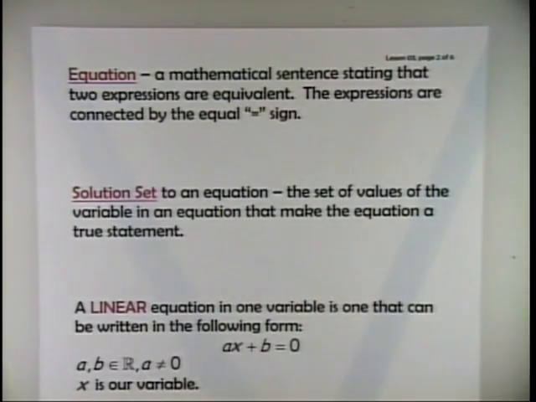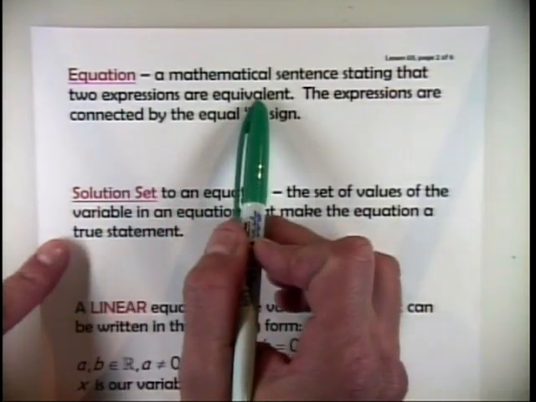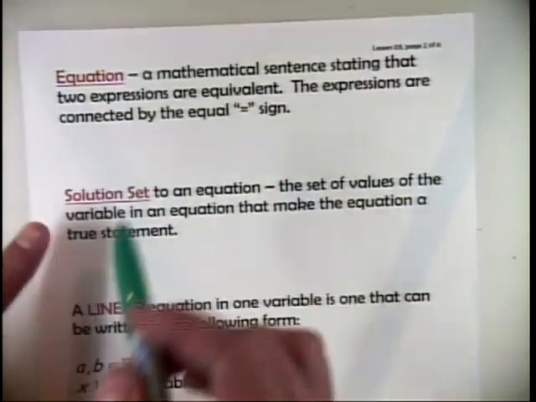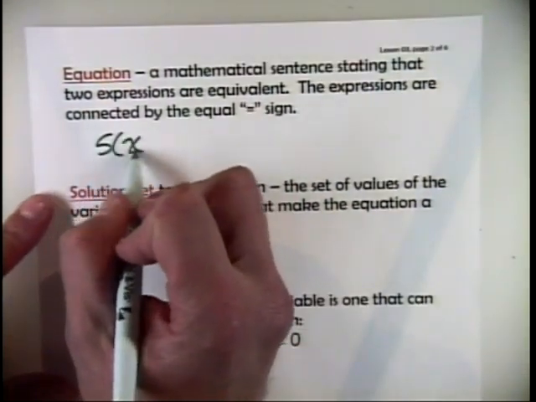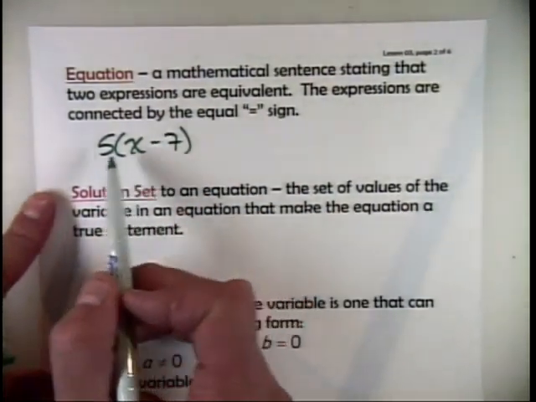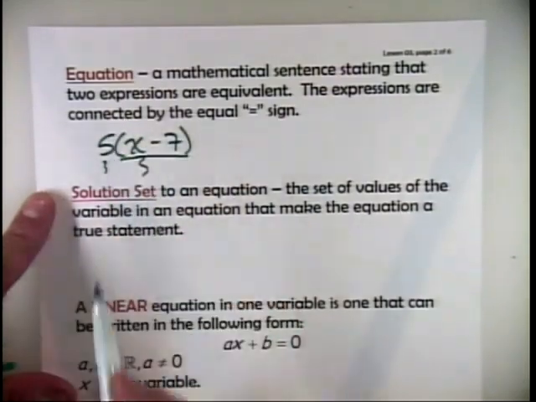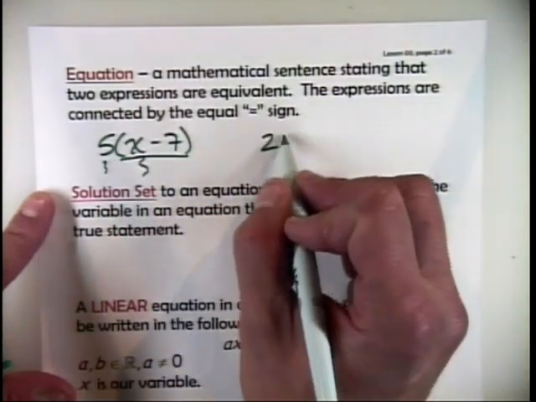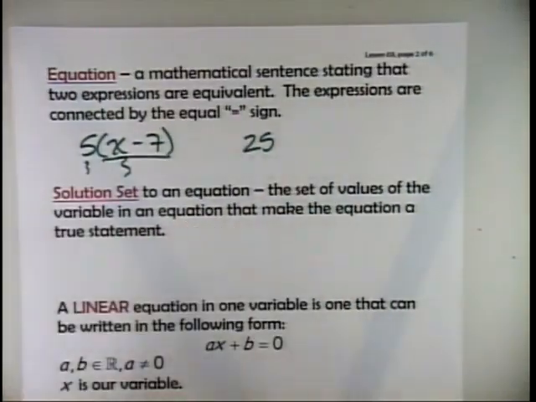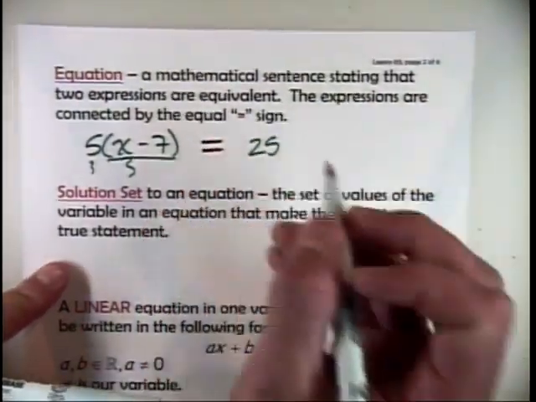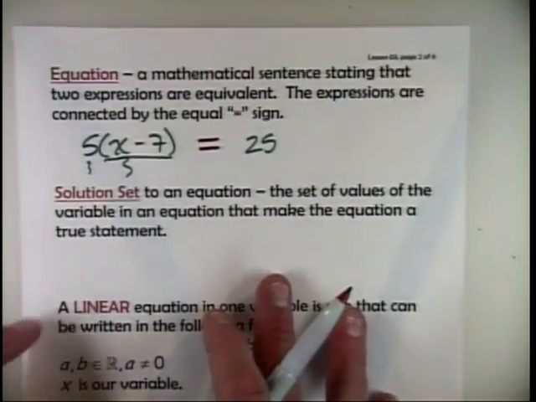An equation is a mathematical sentence stating that 2 expressions are equivalent. The expressions are connected, of course, by the equal sign. So if I take any 2 expressions, like the expression 5 times x minus 7, that's an expression, single term with 2 factors. This entire quantity in grouping symbols is a factor. And I take the expression 25. Okay? If I then set them equal to each other, I now have an equation. And this is, in fact, a linear equation, which we're going to talk about solving today.